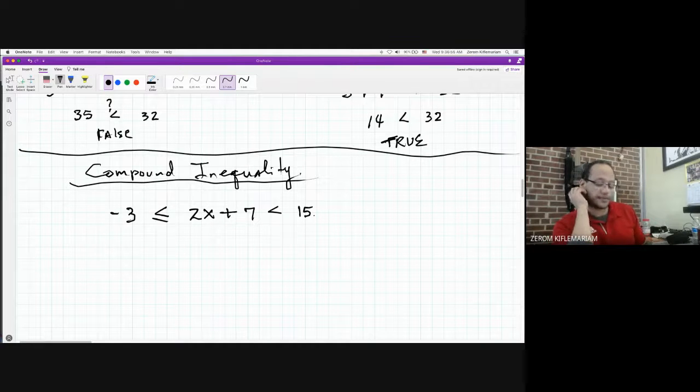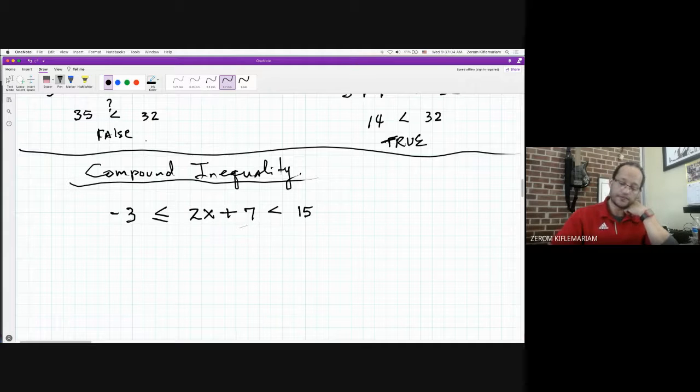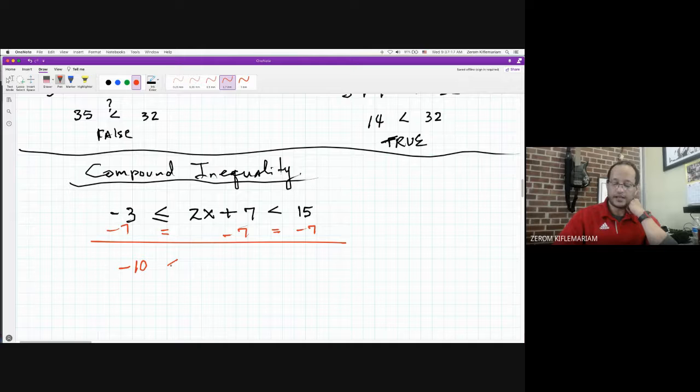When we are solving this type of question, at the end, we want the x in the middle. So which means if I'm trying to have the x in the middle, the goal would be, I need to take away 7, take away 7, take away 7 from all sides, equally from that side, equally from that side. On the left side, I'm going to end up with negative 10 less than or equal to 2x less than 15, take away 7 will be 8.